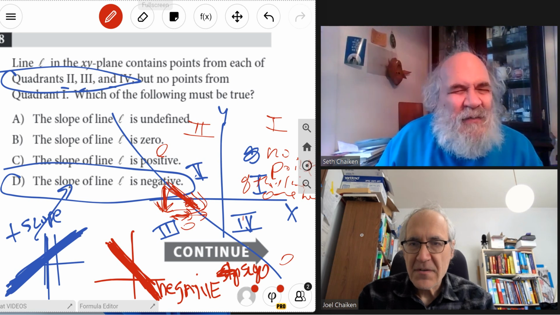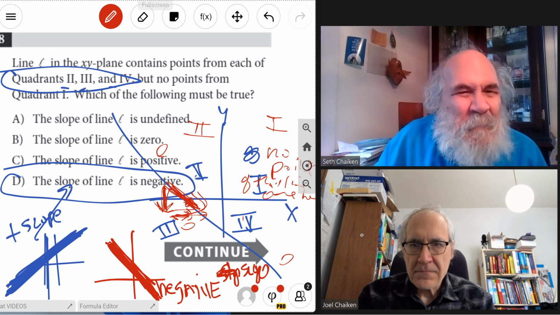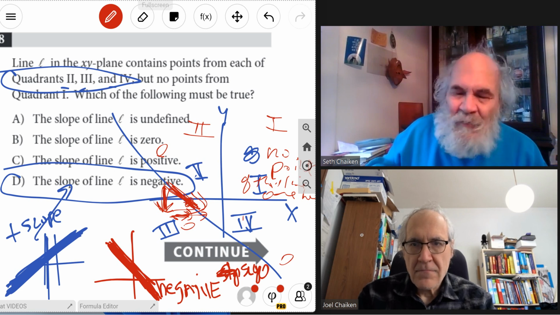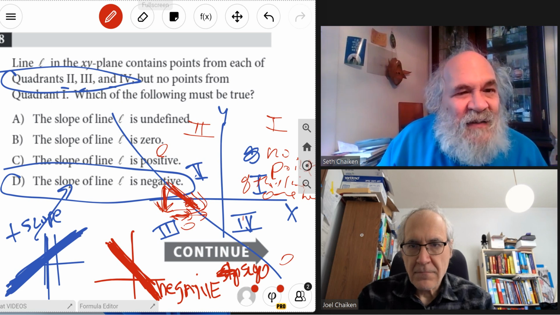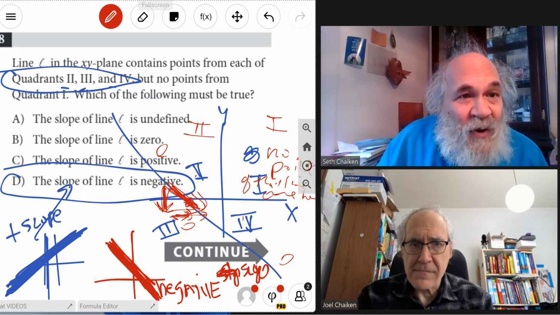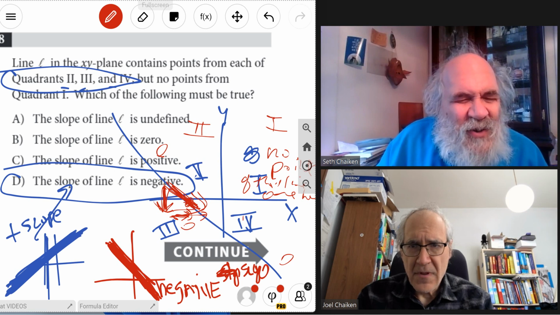Well, maybe let's look at the logic of it. The problem is about a line, and the question is, what must be true about that line? There's no line with a vertical slope that goes through points from all 3 of those quadrants, right?